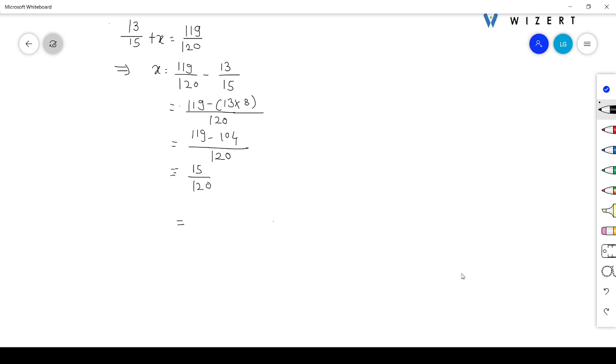Now here 15 by 120 means 15 ones are 15 and 15 eights are 120. Hence third fraction is 1/8. And from available options we have option C as 1/8.